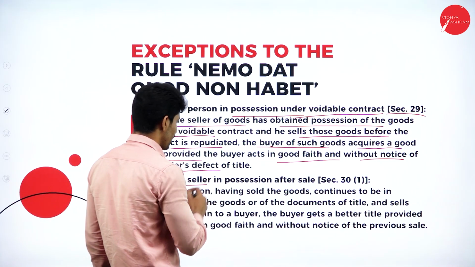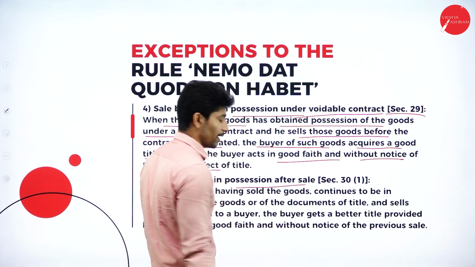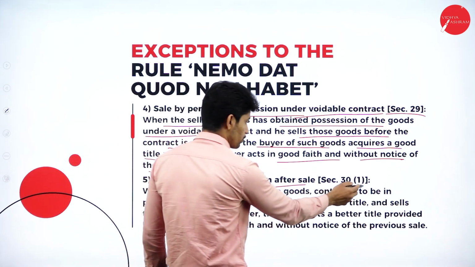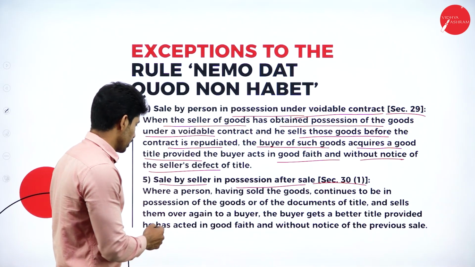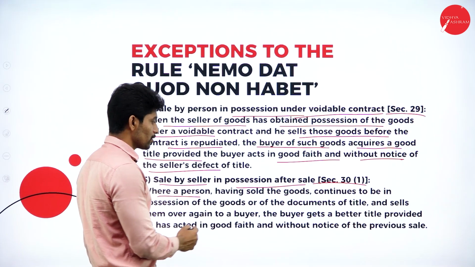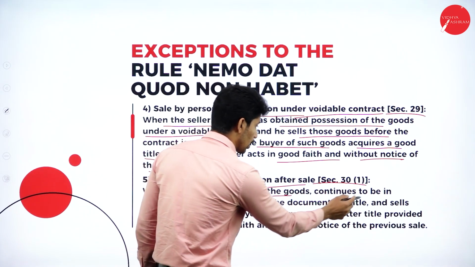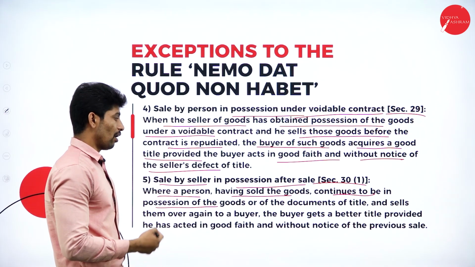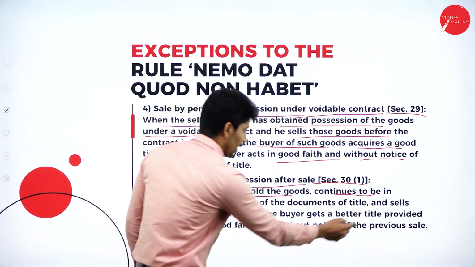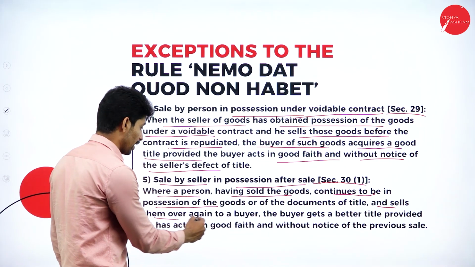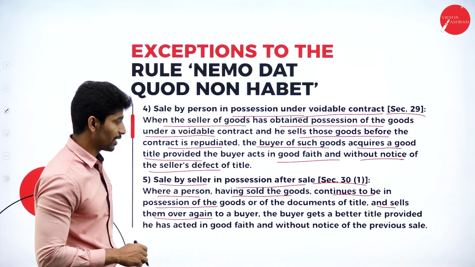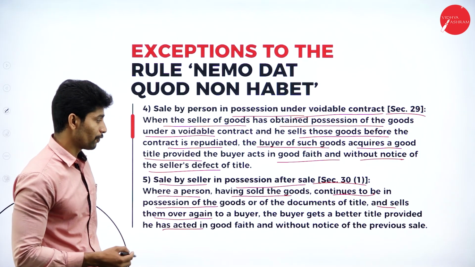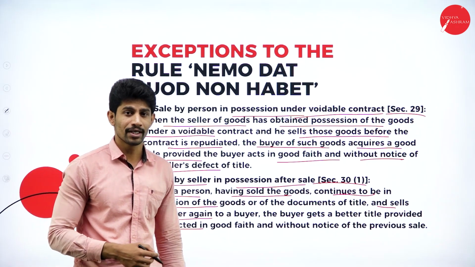Next, sale by seller in possession after sale. Sale by seller in possession after sale. Section 30, subsection 1. So here, where a person having sold the goods continues to be in possession of the goods or of the documents of title and sells them over again to a buyer, the buyer gets a better title provided he has acted in good faith and without notice of the previous sale.